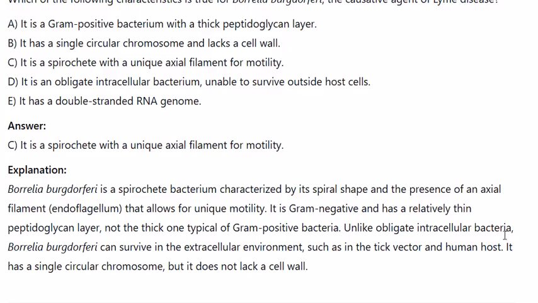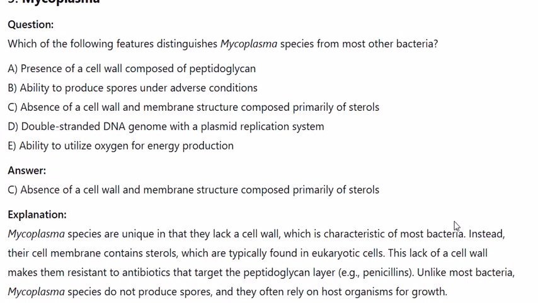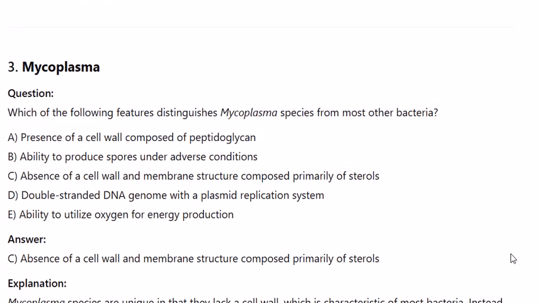3. Mycoplasma. Question: which of the following features distinguishes Mycoplasma species from most other bacteria? A. Presence of a cell wall composed of peptidoglycan. B. Ability to produce spores under adverse conditions. C. Absence of a cell wall and membrane structure composed primarily of sterols. D. Double-stranded DNA genome with a plasmid replication system. E. Ability to utilize oxygen for energy production. Answer: C. Absence of a cell wall and membrane structure composed primarily of sterols.